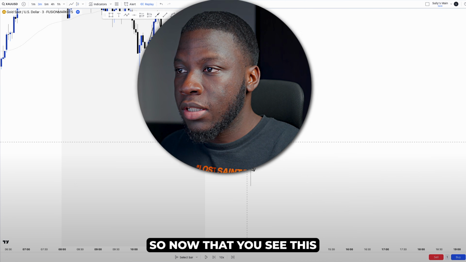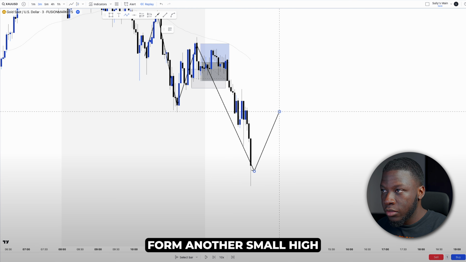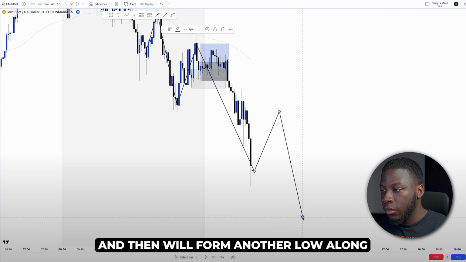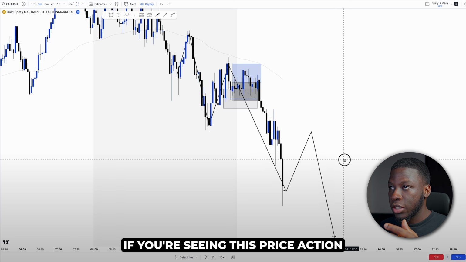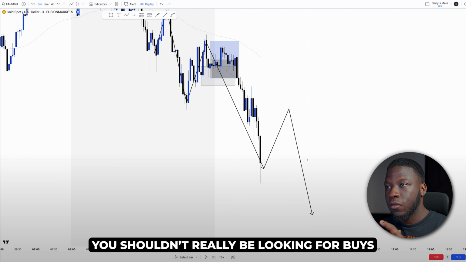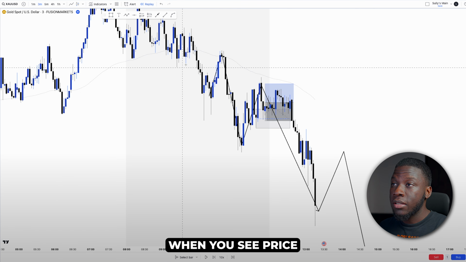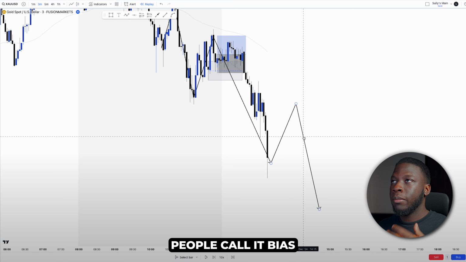So now that you see this, your general idea would be price is also going to form another small high and then form another lower low. That would generally be the idea. So it makes sense, if you're seeing this price action, to take a sell, to only be looking for sells. You shouldn't really be looking for buys when you see price doing this. It doesn't make sense. So this is how you come to an idea of what people call bias.